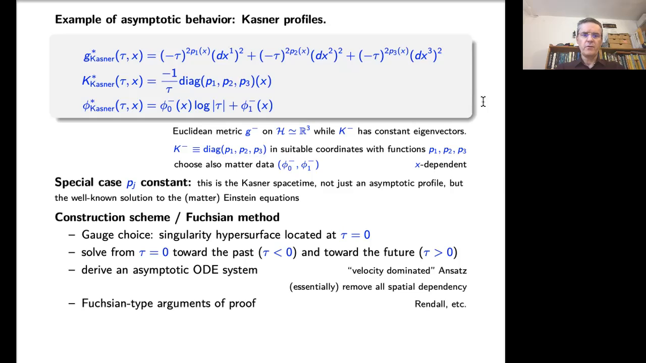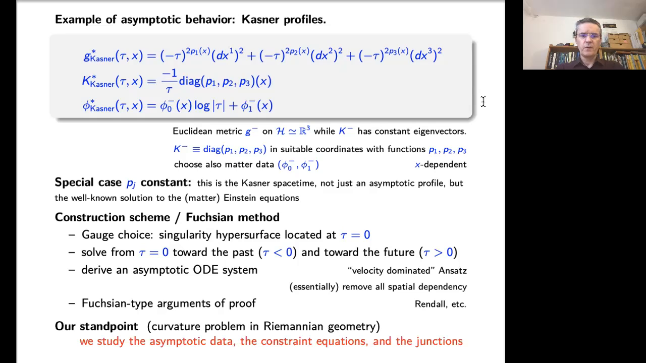And behind this construction, there is this idea of having an asymptotic ODE system. So what is going to be constrained will be only the dependency in time. This is done in the context of the so-called velocity-dominated ansatz. All the spatial dependency can be removed, and by applying a Fuchsian type argument from the singularity toward the future or toward the past, you construct an exact solution to the Einstein equations, which is in agreement with a certain ansatz that you prescribe on the singularity.